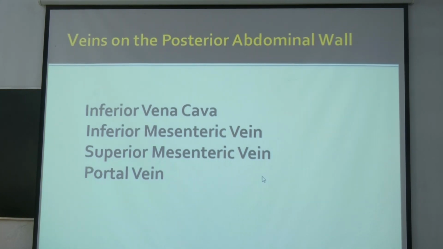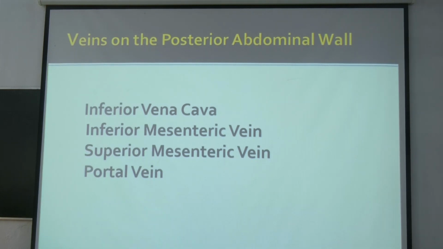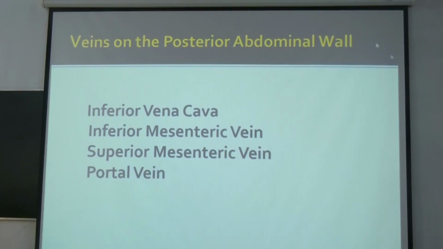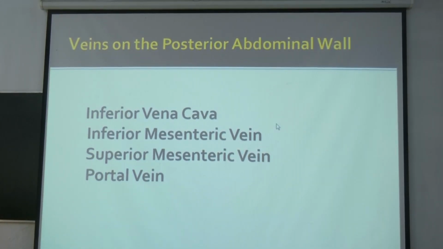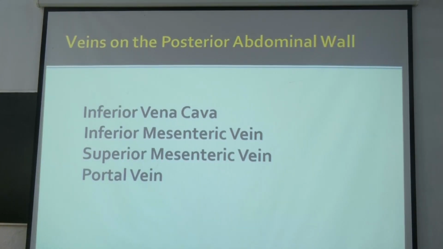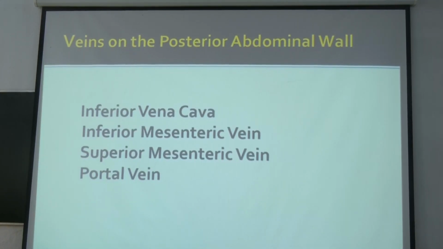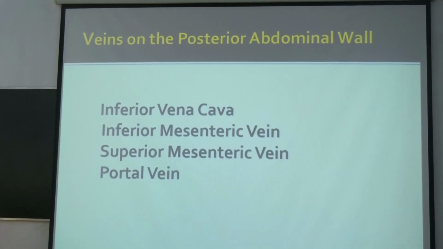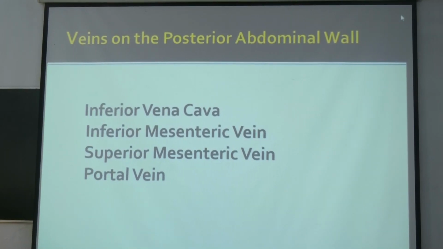Okay, so portal vein, how does it form and where does it form? Behind the neck of pancreas by the union of superior mesenteric vein and the splenic vein. Okay, so these are the four veins. Behind the neck of pancreas, same posterior surface, both are same.